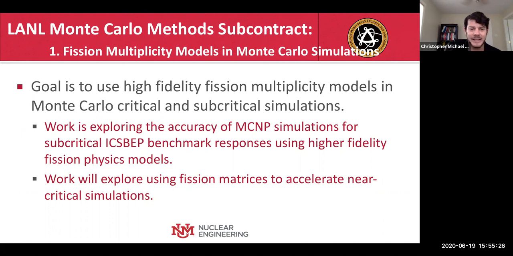So this student is looking at different ways to simulate those problems, and to make that kind of methodology more efficient and more doable. He's also been incorporating some high fidelity physics models, which are very useful for the kind of correlated fission measurements that a lot of people at Michigan do research on. So that stuff is going into MCNP, which is also useful.